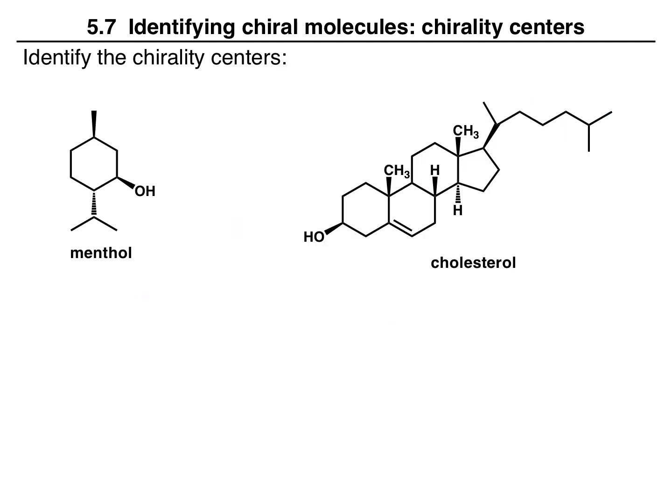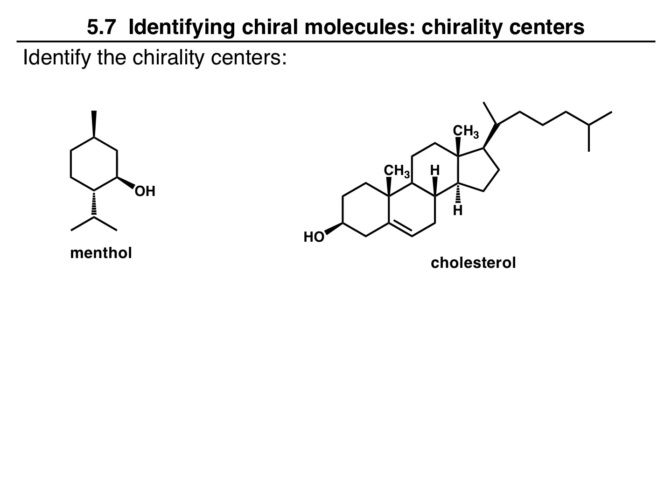Here are a few naturally occurring molecules. Let's see if we can identify chirality centers. Looking at menthol, first of all, let's figure out which carbons we don't have to pay attention to. This carbon has two hydrogens that aren't drawn because it's connected to two hydrogens. They're the same thing, so obviously this carbon is not connected to four different groups. Same thing here and here. These methyl groups, the carbon's connected to three hydrogens, so they're obviously not chirality centers.